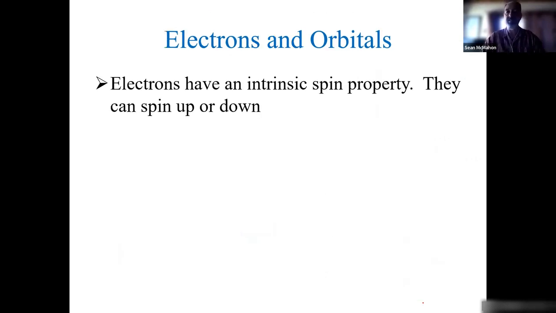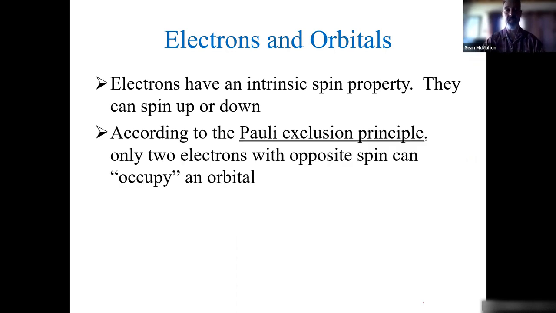So electrons actually do have what's called an intrinsic spin property. So they can spin up or down. You can think of it as like a magnetic pole. You can spin clockwise or you can spin counterclockwise. And they actually spin in opposite directions. So the way we denote that is using arrows either up or down. Pauli's exclusion principle says you can only have 2 electrons in one orbital, and they have to have opposite spins.